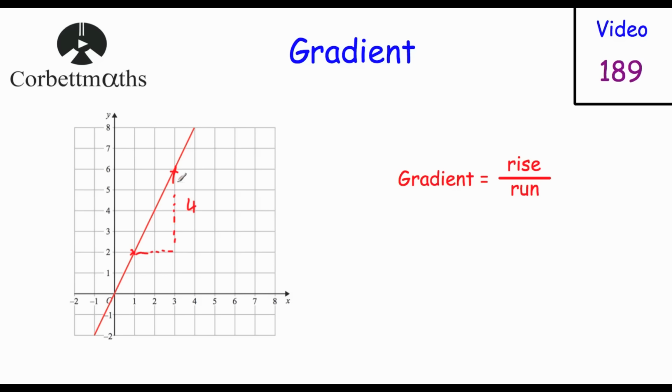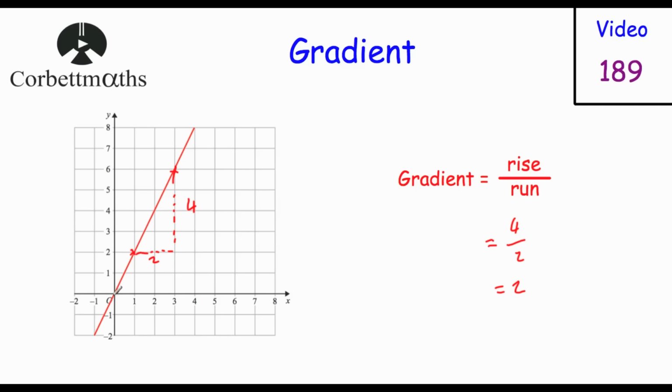So the rise here would be 4, and the run, and again check what we're going to cross in, we're going to cross in ones, so we cross 1, 2, so the run would be 2. So we've got a rise of 4 and a run of 2, so let's work out the gradient. The gradient is the rise, 4, divided by the run, 2, and that's equal to 2. So the gradient of this line is 2, and what that means is for every 1 unit you go across, the line's gone up 2.